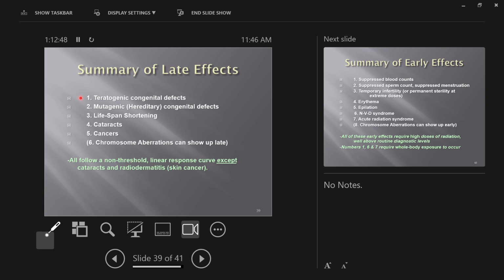So after that first trimester, all 3 trimesters of gestation are risky. They all pose a significant risk to the fetus during those developmental stages. But the first trimester is the biggest problem. So we call those teratogenic congenital defects, effects that happen from exposure in utero. So generally speaking, we try to avoid a known pregnant female getting an X-ray exposure.